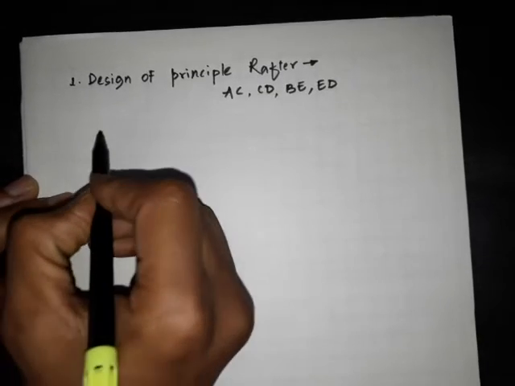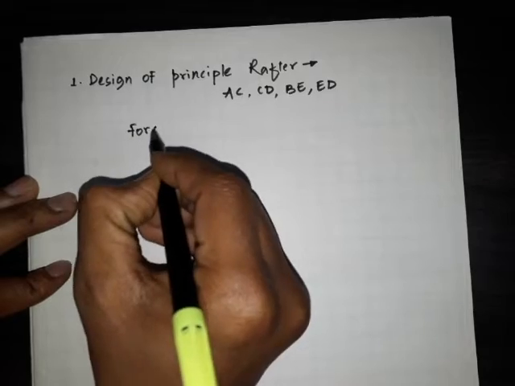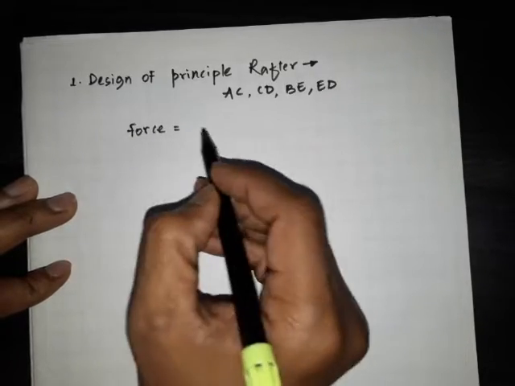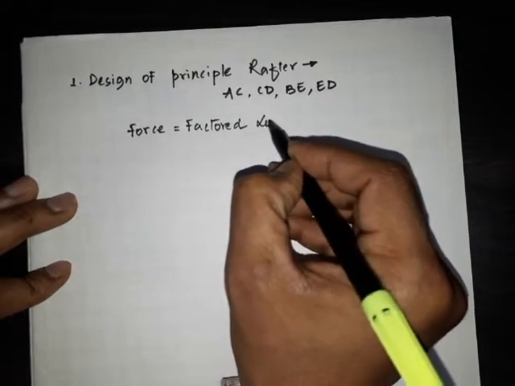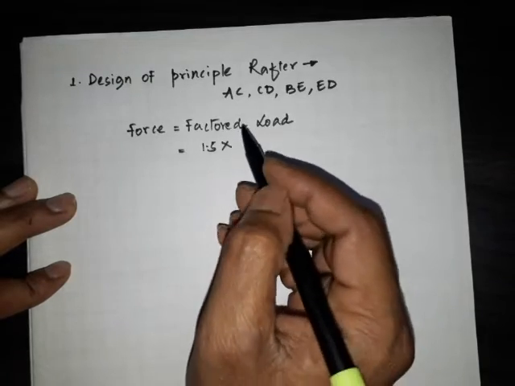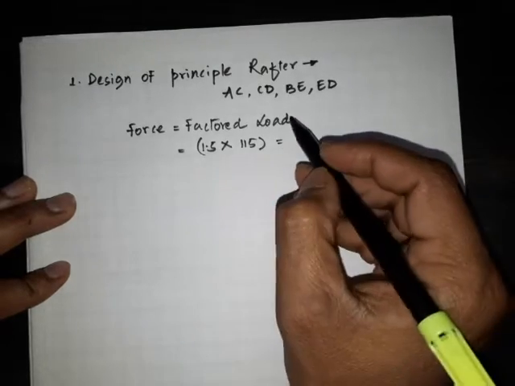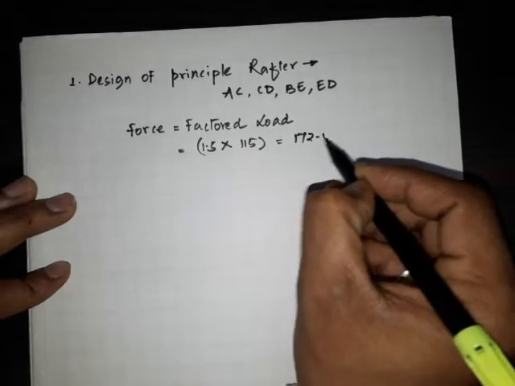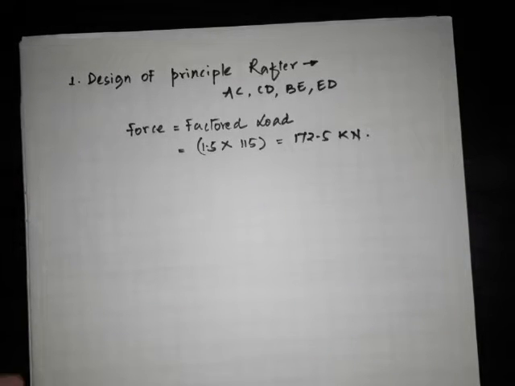Okay, so the first step here, the force or factored load is 1.5 times, factored means 115 because the maximum is 115. So we get here 172.5 kilonewton. Okay. So then with respect to this force, we have to find out the area.